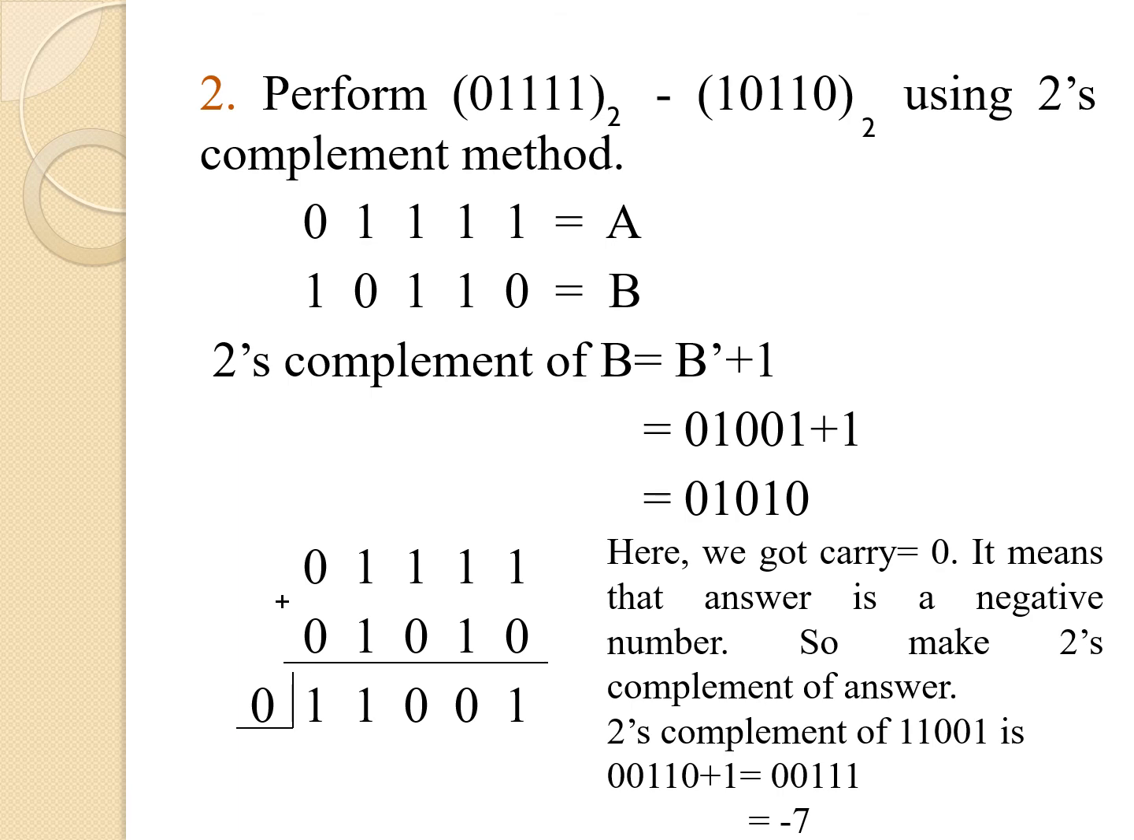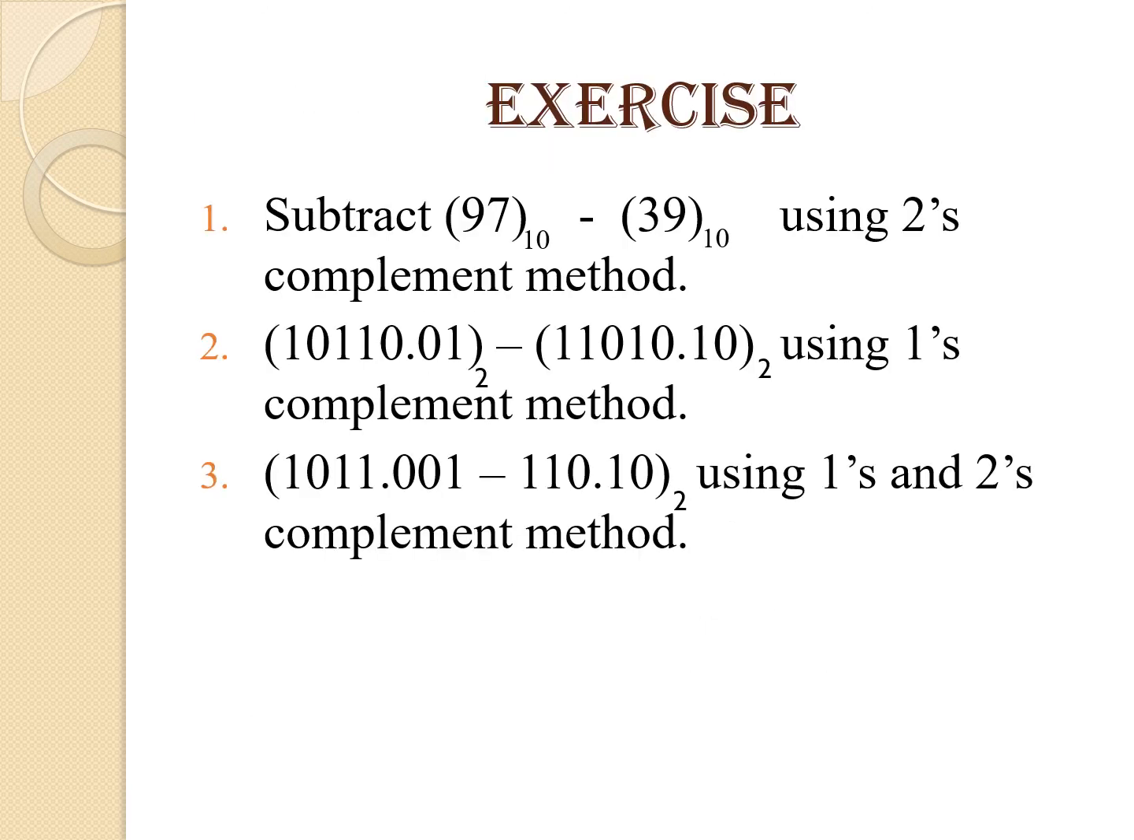In this example, we are getting carry equal to 0 and as we have discussed earlier, it means that the answer is a negative number. So take the 2's complement of the answer. The 2's complement of the answer, that is 11001, will be 00110. Add 1 to it, so the answer is minus 7.